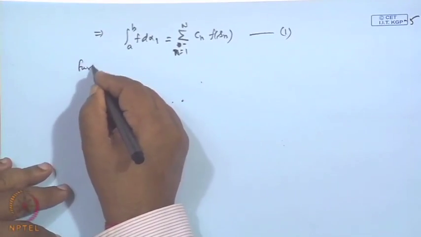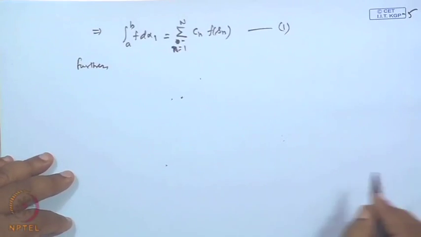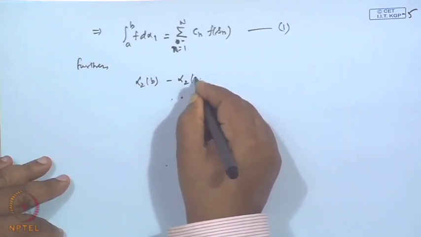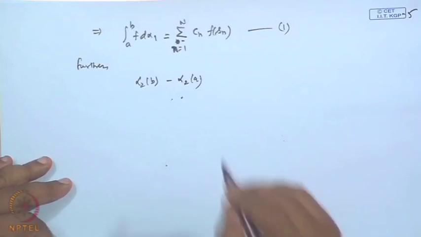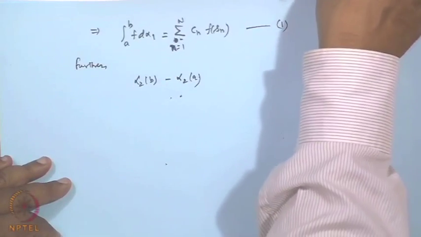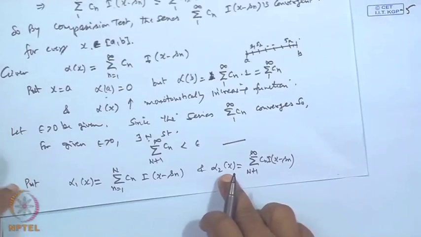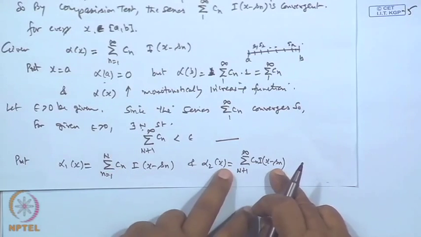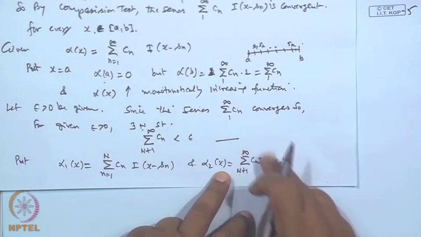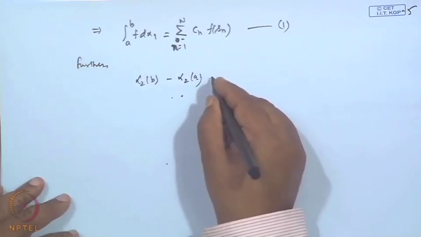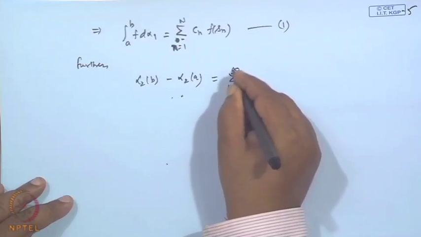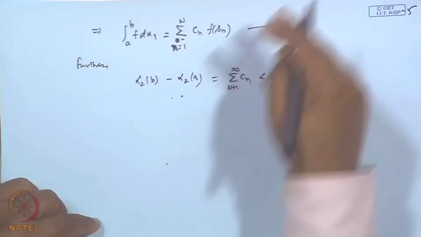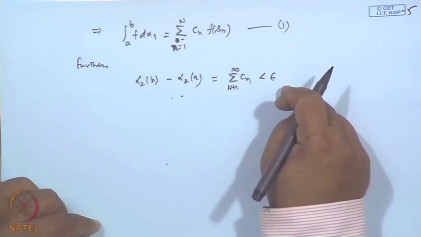Now, further, what is alpha 2 b minus alpha 2 a? What is alpha 2? The alpha 2 is defined as this. This is alpha 2 x. So, if I replace x by a, then alpha 2 a will be 0 and alpha 2 b will be the sum of C n. So, basically this is equal to the sum from n plus 1 to infinity of C n, which is given to be less than epsilon r, because the series is convergent. So, the remainder will be less than epsilon r.